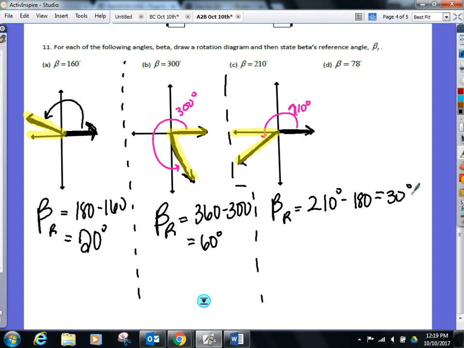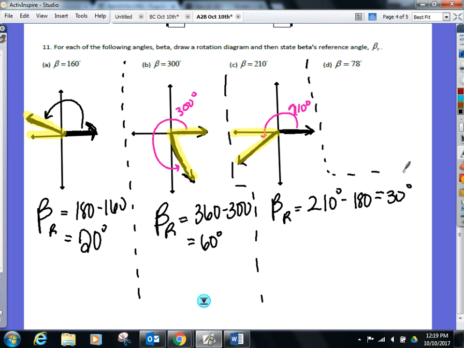This is probably what's going through your brain right now: should you ever use 90 or 270 in your calculations? No, because what axis are 90 and 270 on? The y. You should never be using 90 and 270 to calculate the reference angle, because it will always be on the x-axis: 0, 360, 180.